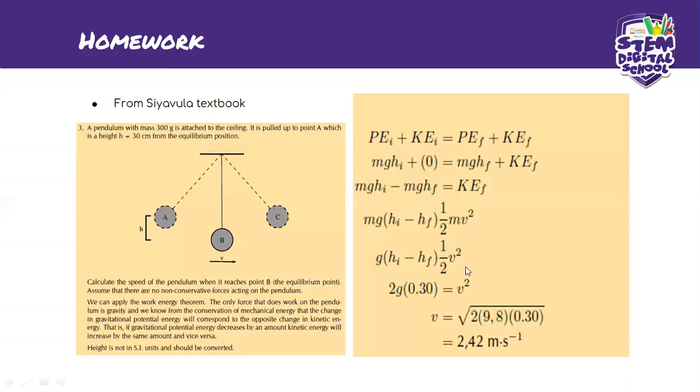Okay, are we together? Then from there, we can substitute what we have, and it will be 2 times g, where g is 9.8, times the change in height, which is 0.3 meters, and that will be v squared, and that's how you get your answer. You see, it's all about knowing which formula you need to apply. And if you know what formula you need to apply, then everything becomes so much easier.